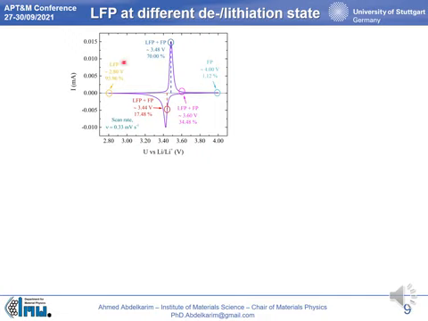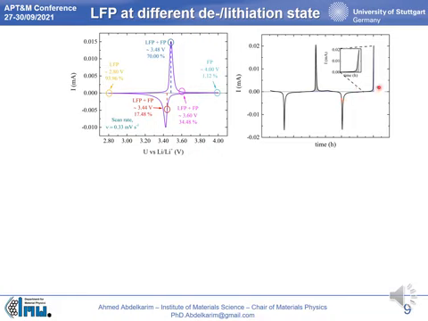The aim is to study the LFP at different lithiation and delithiation states. Lithiation and delithiation mean discharge and charge of LFP. The cyclic voltammetry curve shows here the terminated voltages. We have different films with different charge and discharge states.